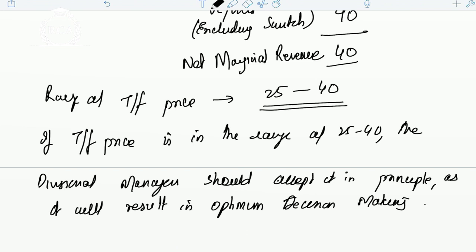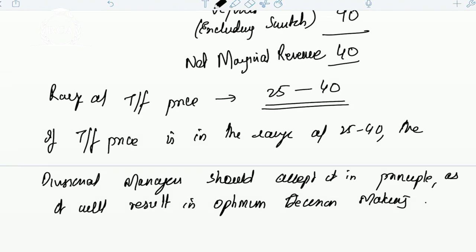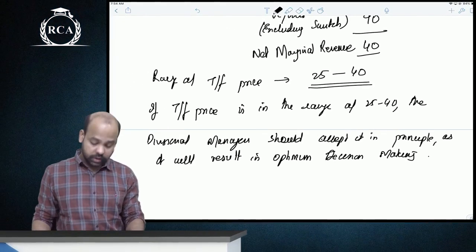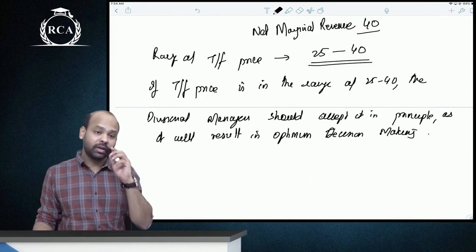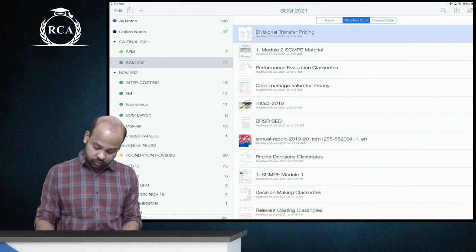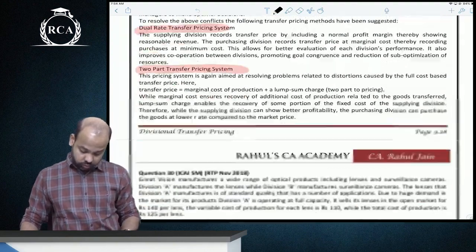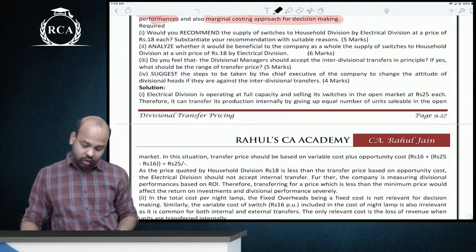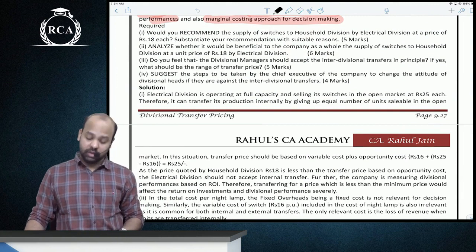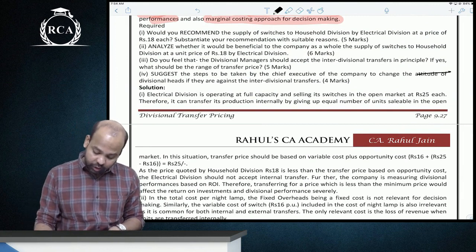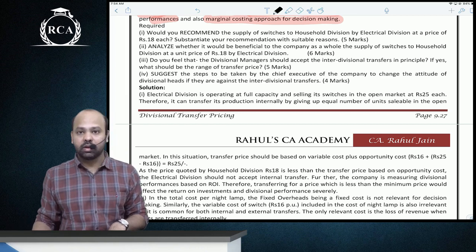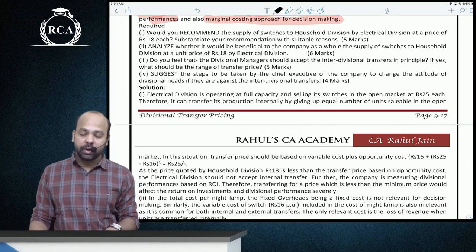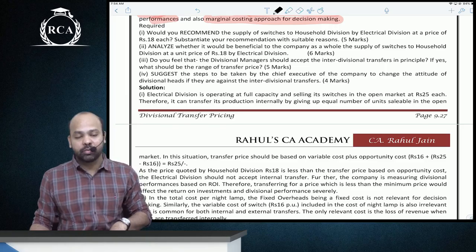Yes, guys. I hope you're all clear about this. There's no doubt. Last जो question है बेटा, that is the normal theory question as such, guys. That is, to change the attitude of divisional heads, for that purpose they can obviously implement the dispute resolving transfer pricing system.